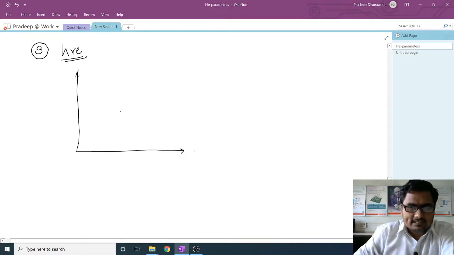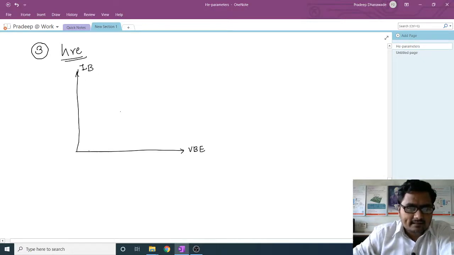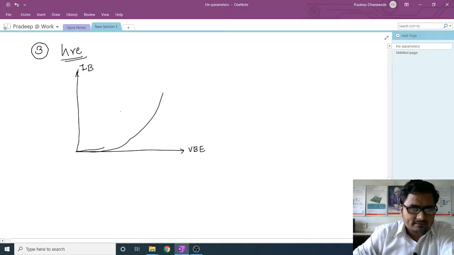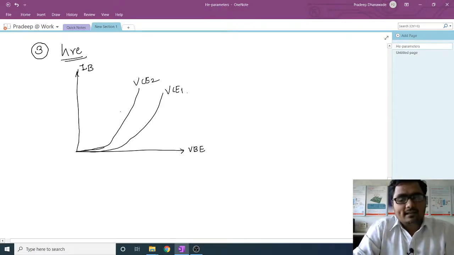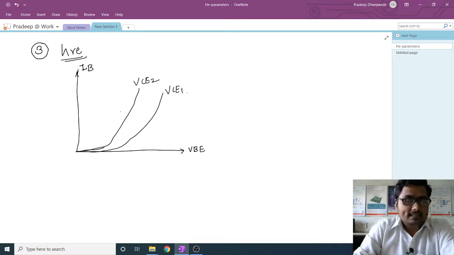If it is input characteristics, it means it is VBE versus IB, is it? And then let me draw the graphs like this. This is the first graph. This is the second graph. This is VCE and this is also VCE2. Look at this. Two graphs are ready with me. Those are input characteristics, and with the help of input characteristics, now let us find out what is HRE.